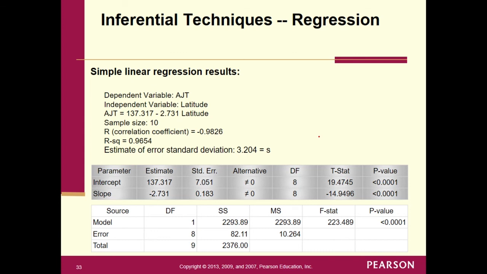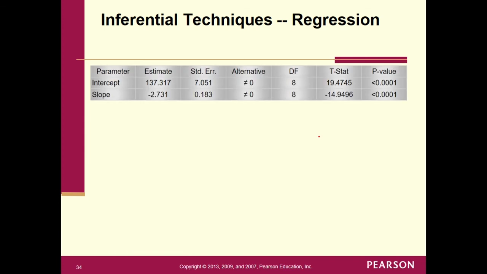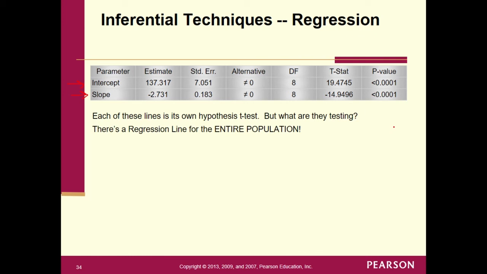What about this upper table here? First of all, each of these lines is its own hypothesis test. So this line right here and this line right here are both separate hypothesis tests. But what are they testing? Before we answer that, think of it this way: there's one true regression line for the entire population. If we could take all the cities in the United States, put all their latitudes and average January temperatures into a model, we would get one population regression line. That would be the model.